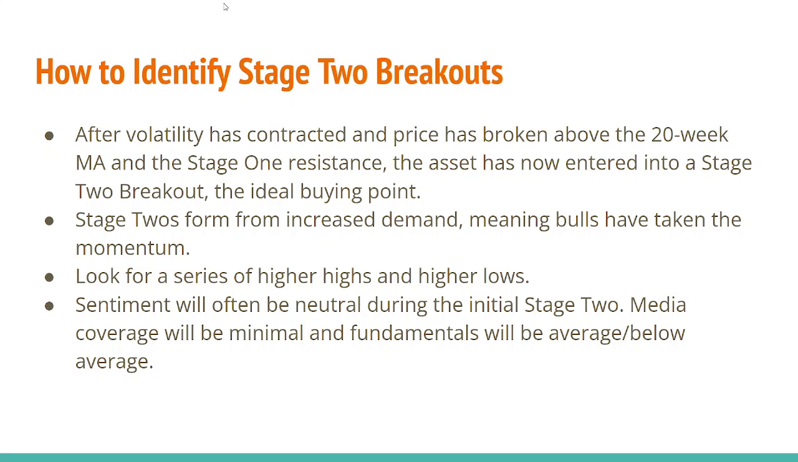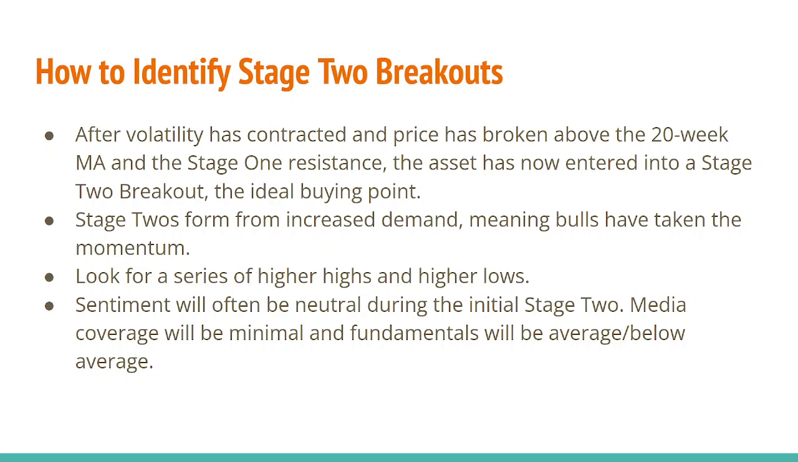If you don't know what a Stage 1 is, go back and watch the Stage 1 video. But after volatility has contracted and price has broken above the 20-week moving average and the Stage 1 resistance, the asset has now entered into a Stage 2 breakout, the ideal buying point.